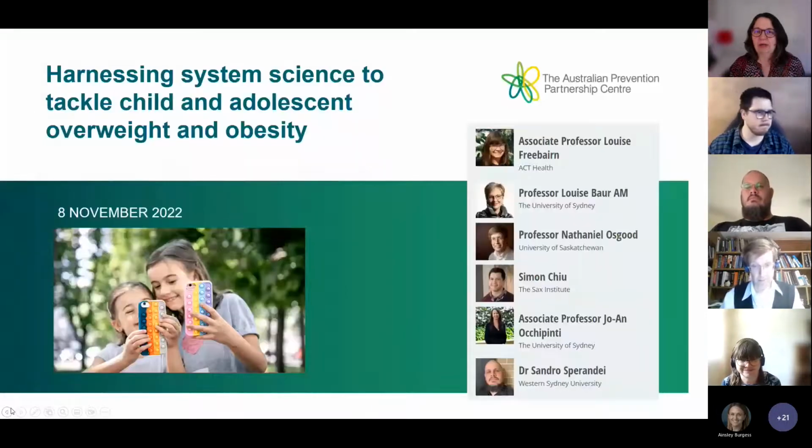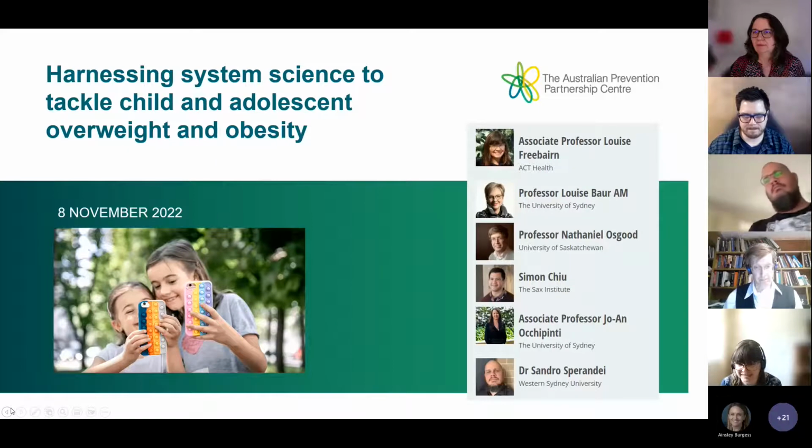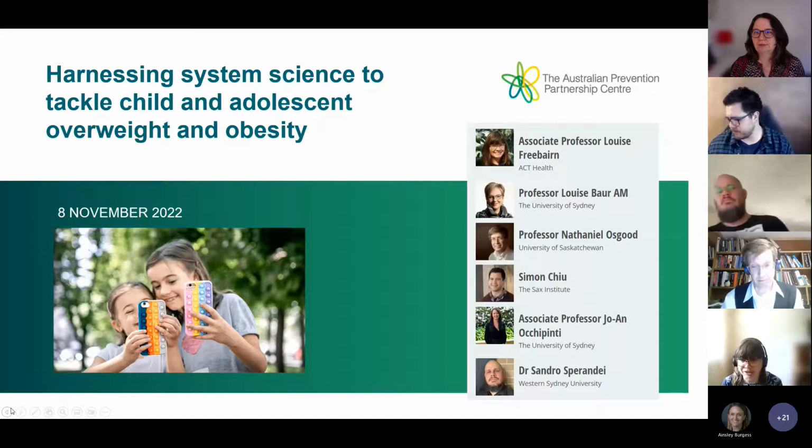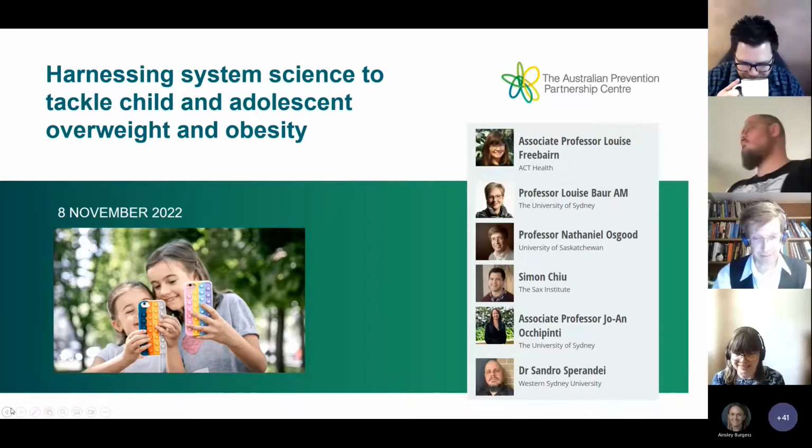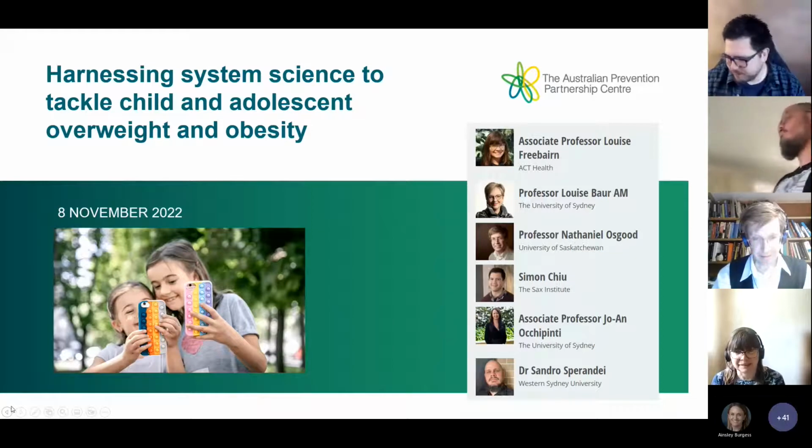Louise will give a brief outline of the session today and introduce the speakers. Thanks, Lucy, and it's fantastic to be at this point in the project. It's been a long journey. It's been disrupted by COVID, but we're here and we're presenting some really fantastic results from some great work that's been done.